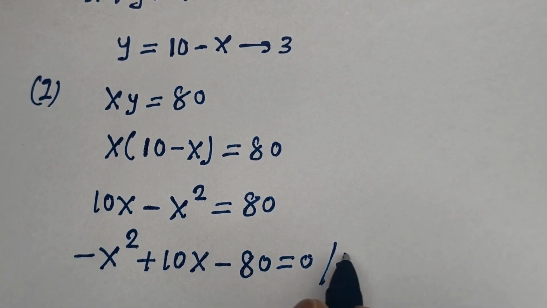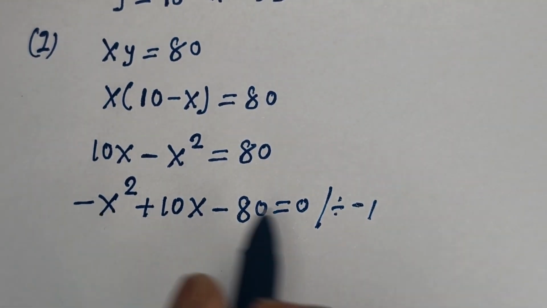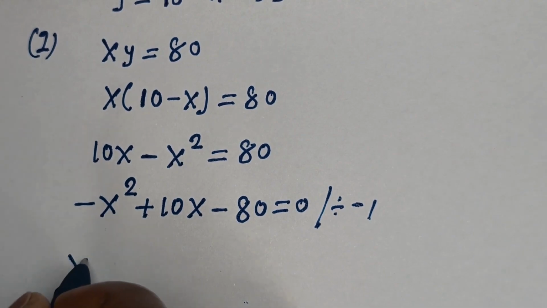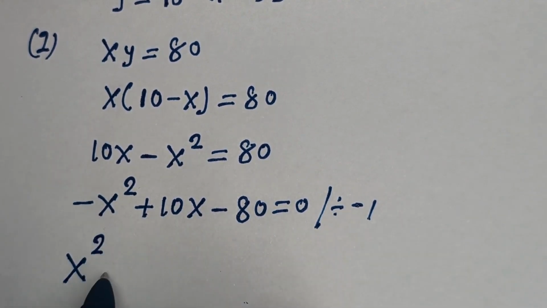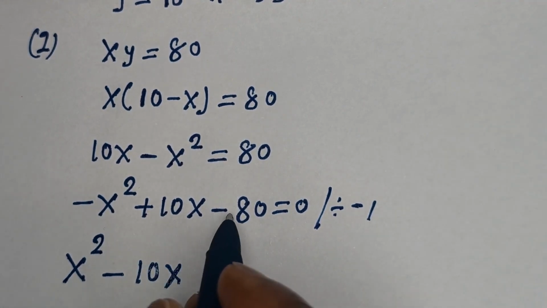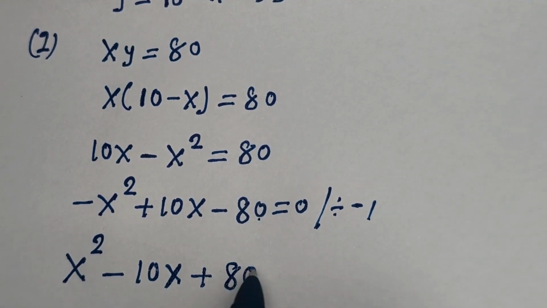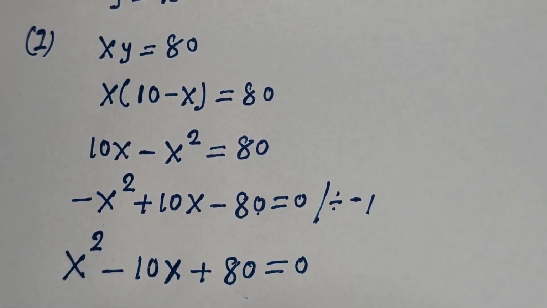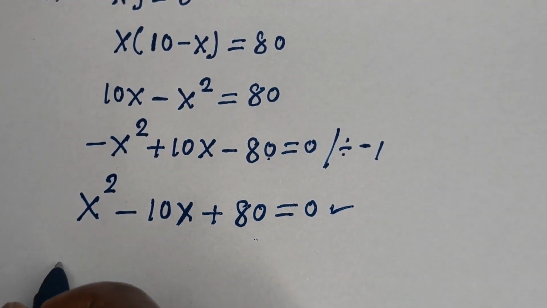Let us divide the whole of this equation by minus 1. Then minus x squared divided by minus 1, this is x squared, plus 10x divided by minus 1, this is minus 10x. Then minus 80 divided by minus 1, this is plus 80 is equal to 0. This is a quadratic equation which can be solved using quadratic general formula.